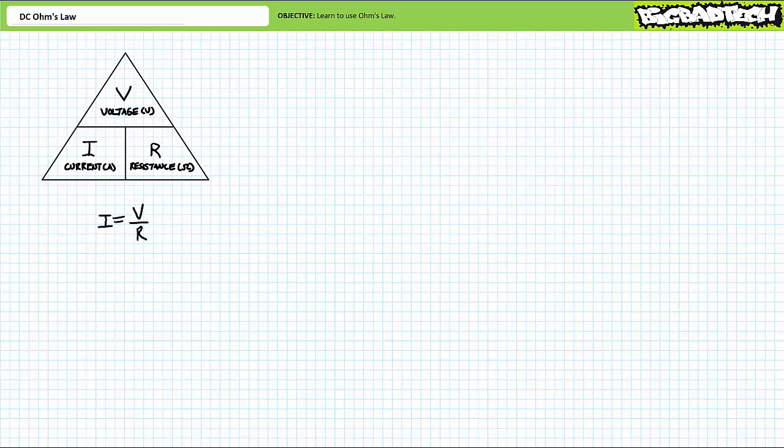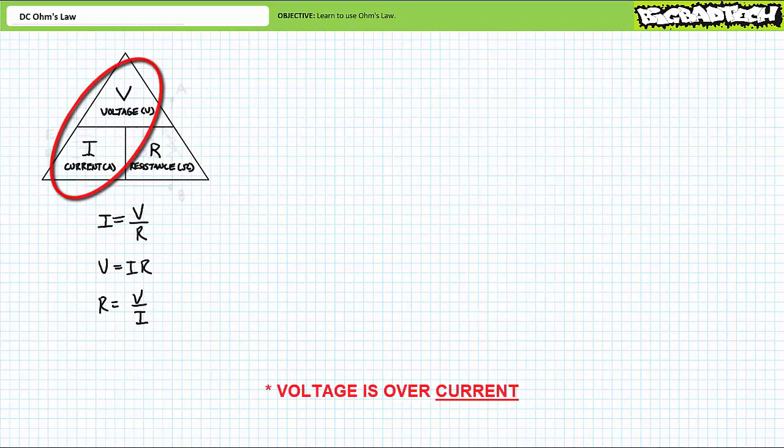To solve for current in units of amps, take voltage in units of volts and divide it by resistance in units of ohms, because voltage is over resistance. To solve for voltage in units of volts, take current in units of amps and multiply it times resistance in units of ohms because they're side by side. Finally, to solve for resistance in units of ohms, take voltage in units of volts and divide it by current in units of amps because voltage is over resistance.